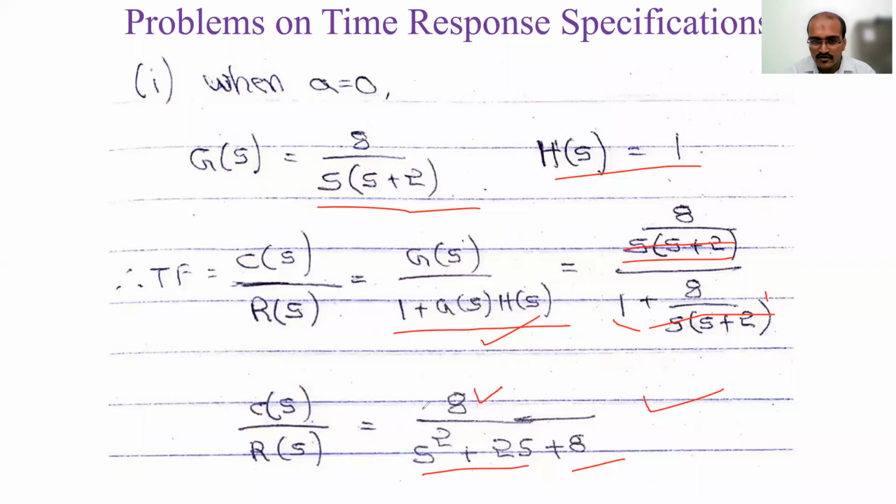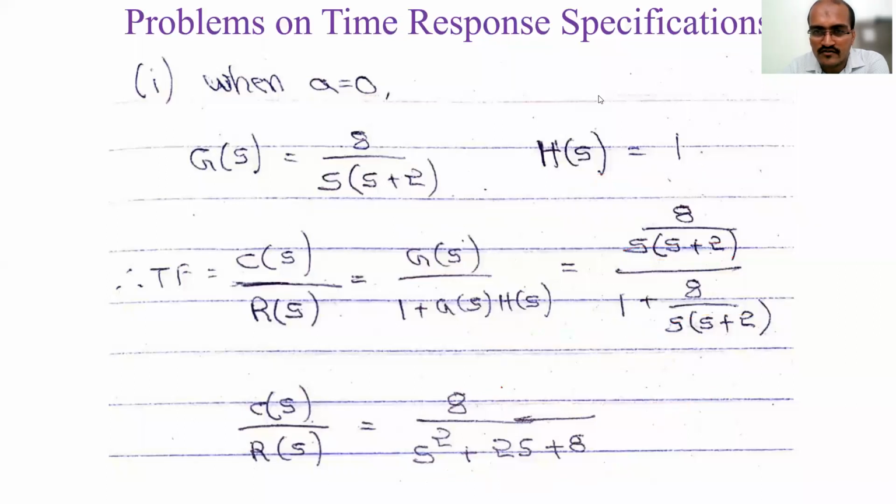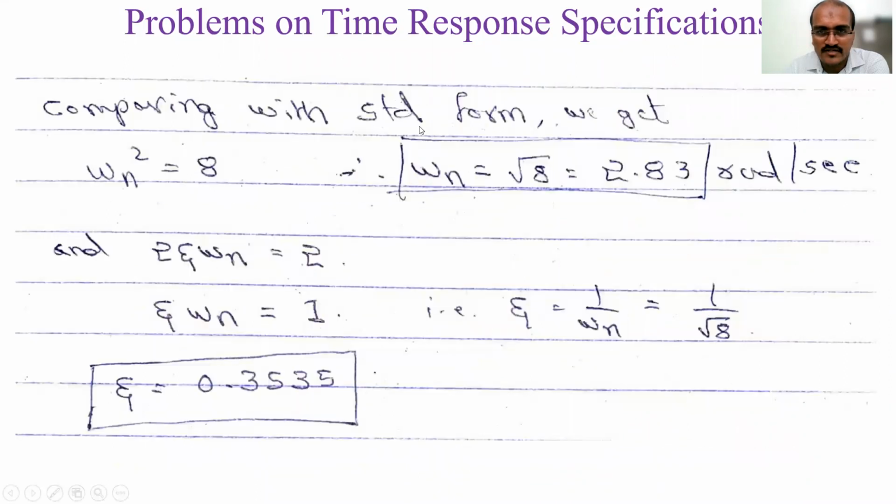So you compare with it, and what you will get is omega n square is equal to 8, and 2 zeta omega n is equal to 2, right? You can calculate the zeta and omega n. Simple. Okay, only different block diagrams, different concepts they will give. You have to apply it properly. So comparing with standard form, we get omega n square is equal to 8. So omega n is square root of 8, which is nothing but 2.83 radian per second. Use the calculator, you will get it.